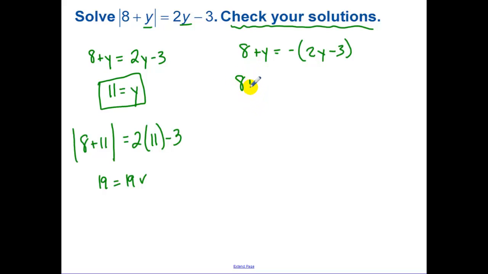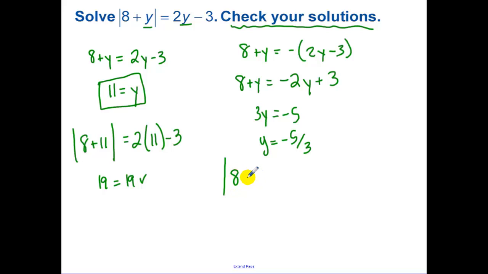Our next one, I'm going to distribute the negative to both terms. Now I'm going to add this 2y over to get 3y. I'm going to subtract the 8 over to get a negative 5. Now I'm going to check this. 8 minus 5/3. Is that going to be equal to 2 times negative 5/3 minus 3?